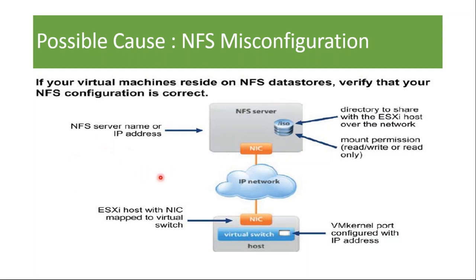As well as you have to configure appropriate NFS server name and IP address. Then only your end host or ESXi host can read your NFS server appropriately. And at the end, you have to configure appropriate NIC. You have to map it for your ESXi host to reach your NFS server. Okay. Any questions on this slide?